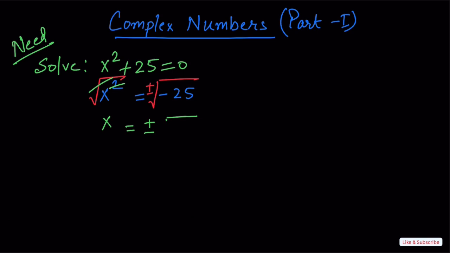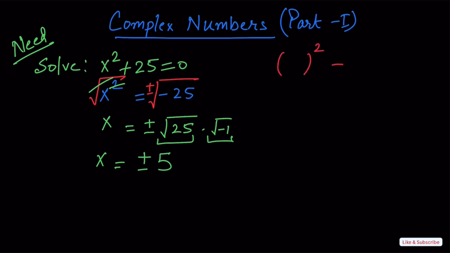I'm separating negative and 25 because I know that root of 25 is 5. Now what's root of negative 1? We don't know that yet. What is the meaning of root of negative 1? It means I'm looking for a number whose square is equal to negative 1. There is no such real number. So we need to imagine that number.